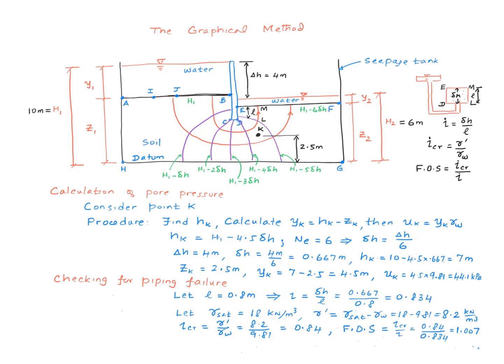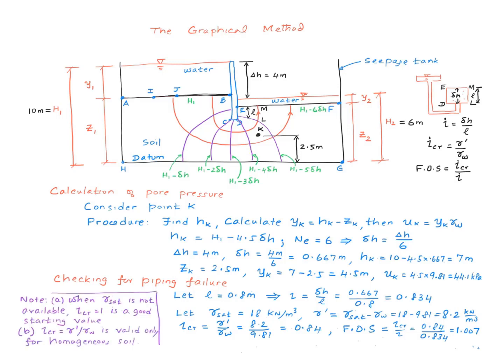So I assumed L is 0.8 meter, then the hydraulic gradient works out to be 0.834. And let's just assume that gamma sat is 18 kilonewton per meter cubed, then gamma prime is 18 minus 9.81, which is 8.2 kilonewton per meter cubed. Then the critical hydraulic gradient is calculated to be 0.84, and your factor of safety works out to be 1.007, which of course is not high enough to assure safety against piping.